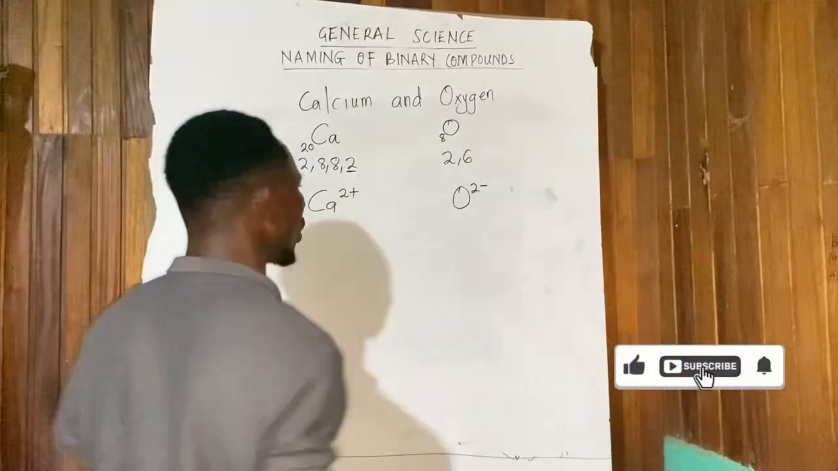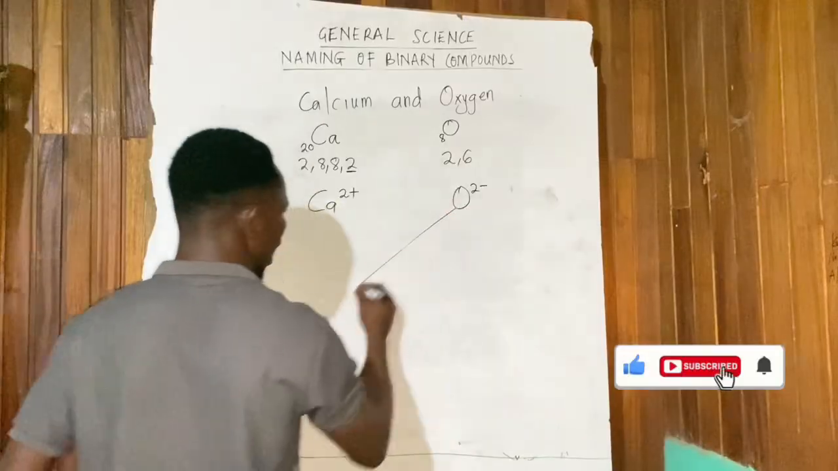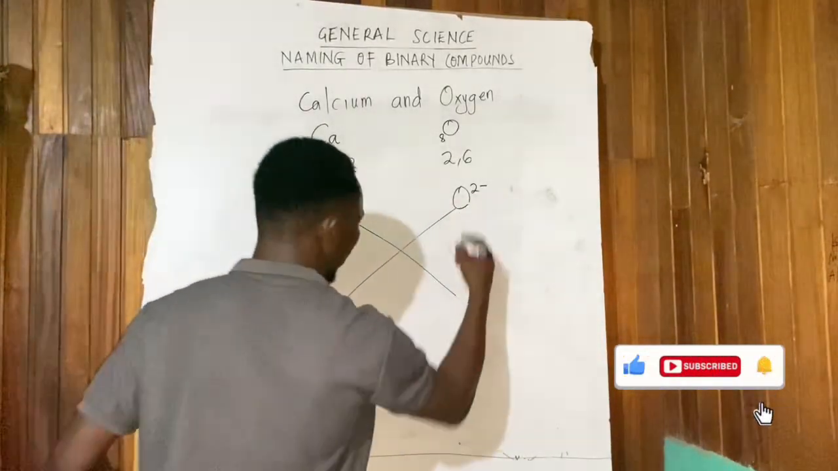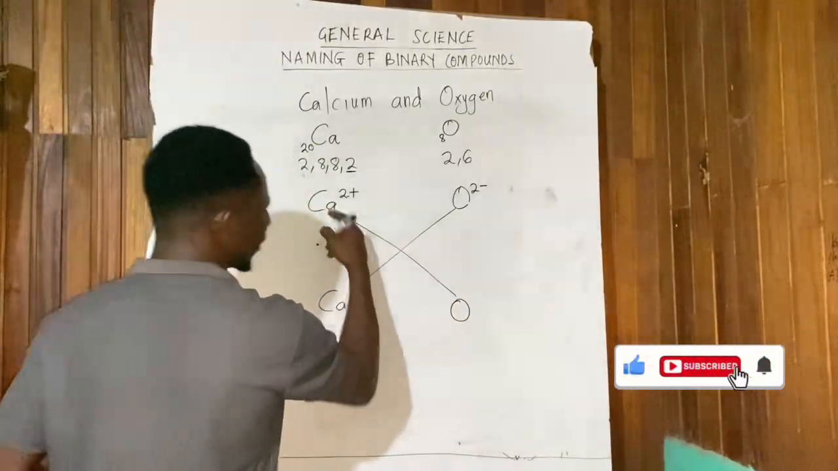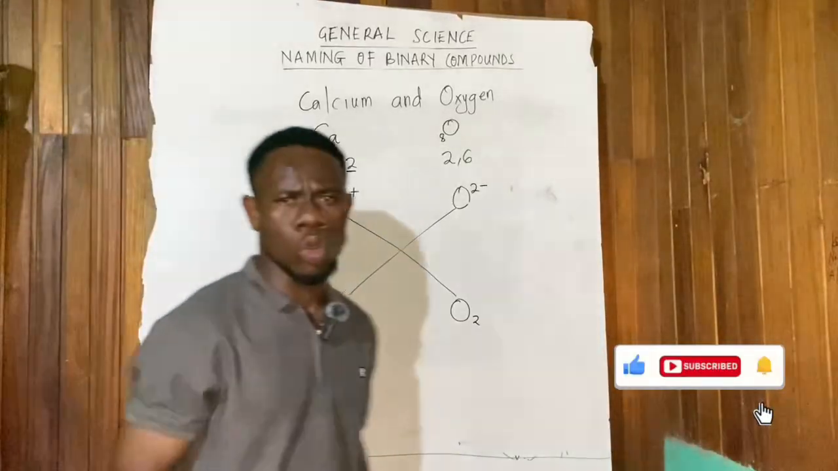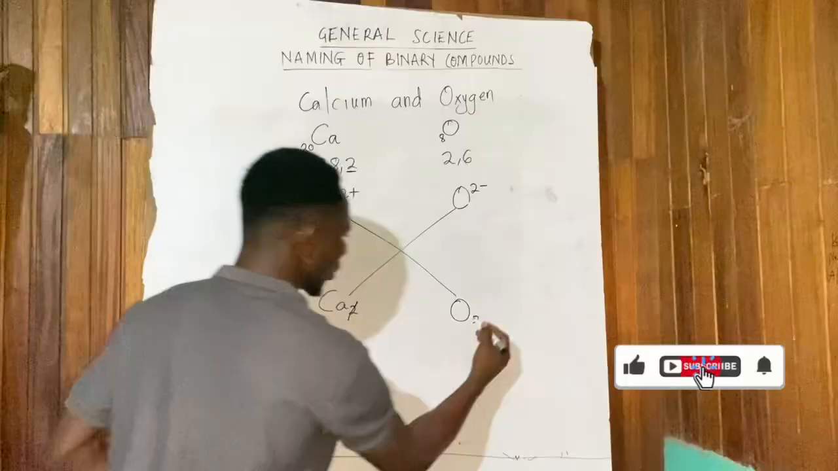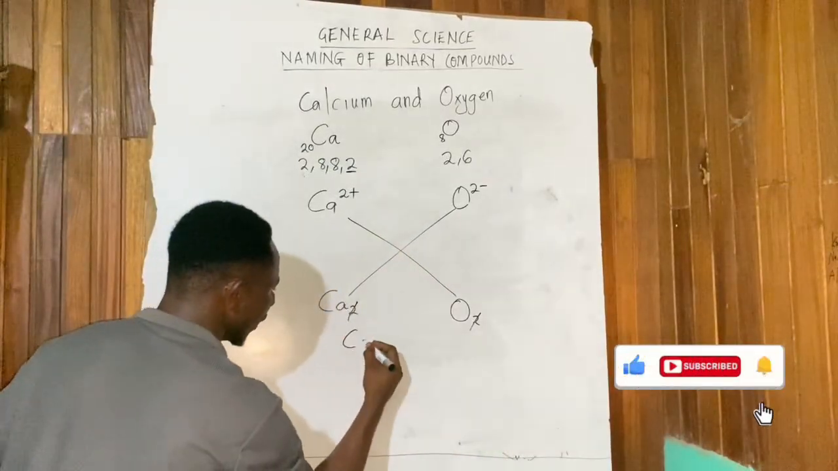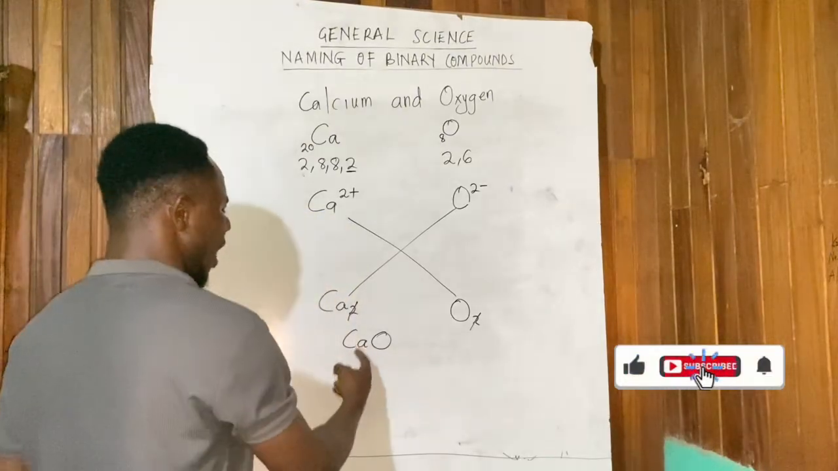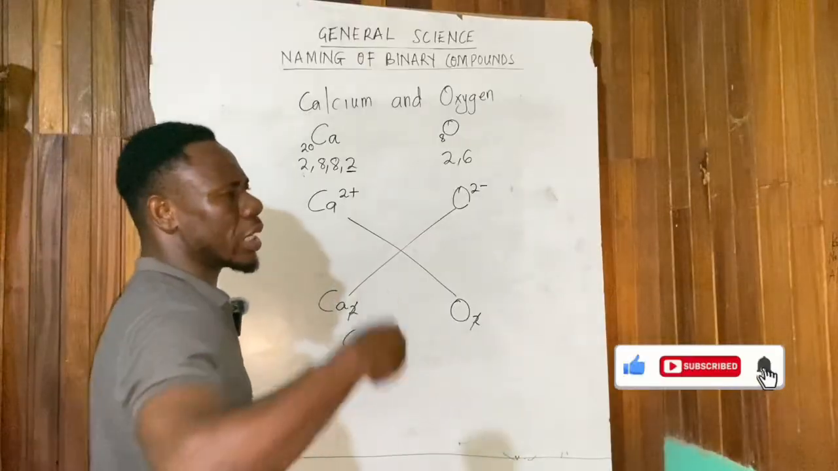Calcium is having a valency of 2. Oxygen is also having a valency of 2. Exchange of valency. Calcium, Ca, oxygen, O. This is 2. This is also 2. 2, 2, we cancel them. So this is cancelled. We are going to get CaO.